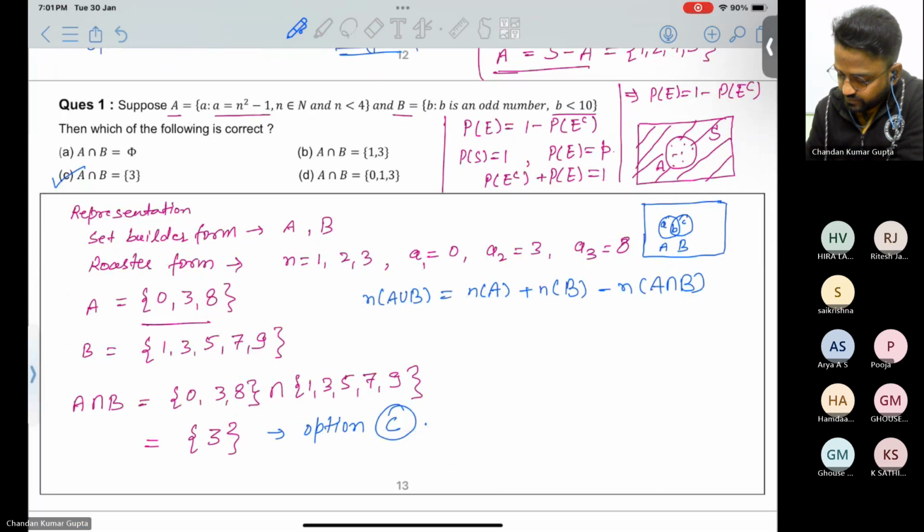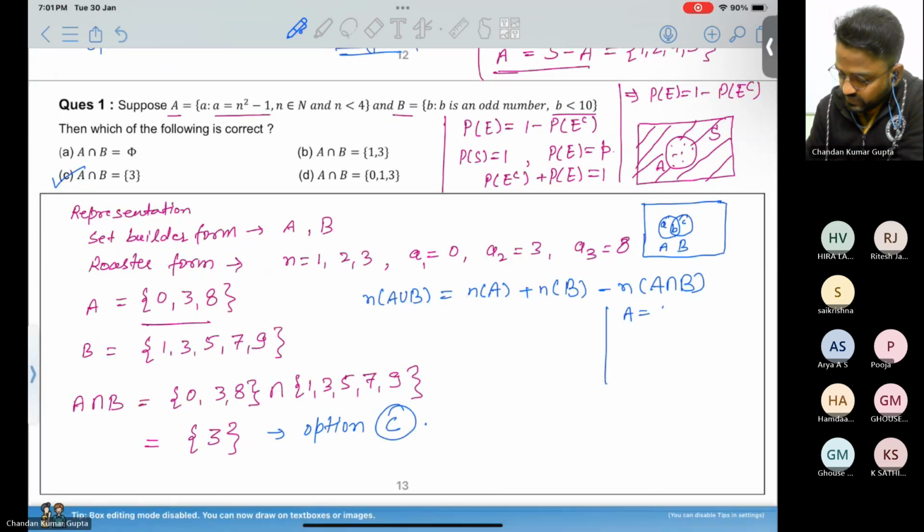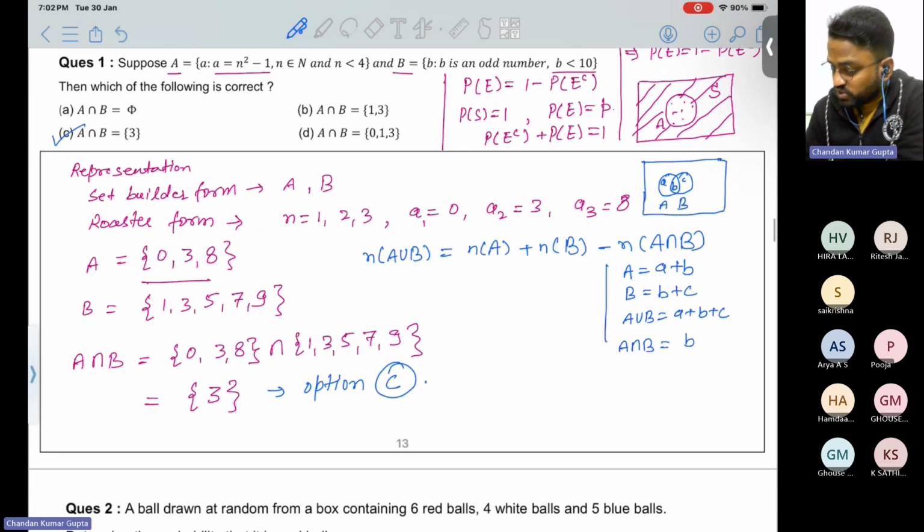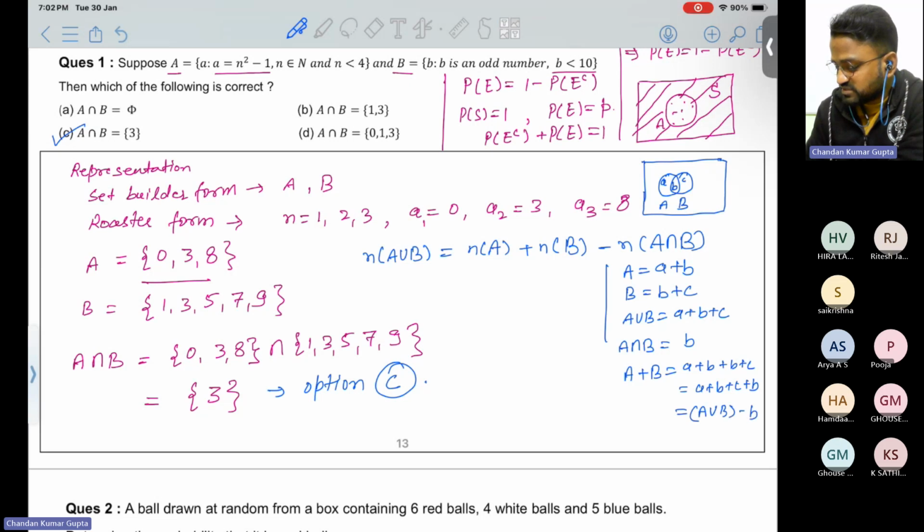In A, there are A plus B elements. In B, there are B plus C elements. In A union B, there are A plus B plus C. And in A intersection B, there is B. So when we add A plus B and B plus C, it is equal to A plus B plus C plus B, which is A union B plus B.